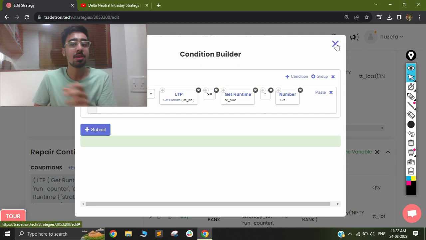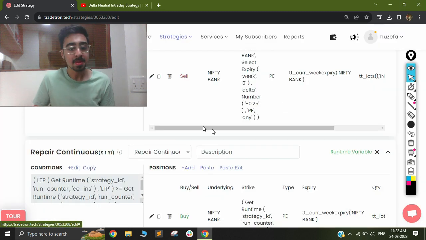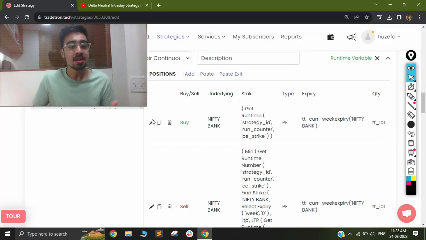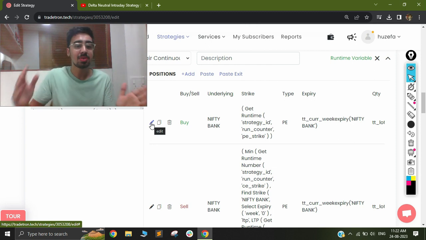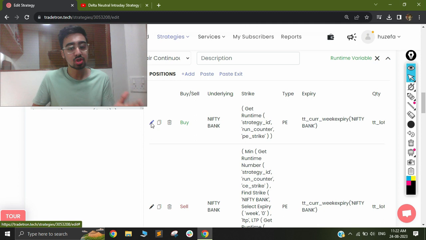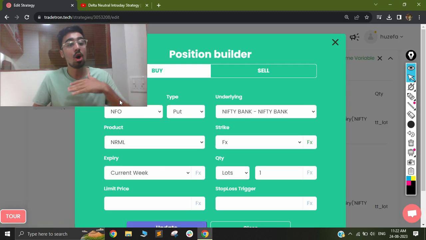Now using this understanding, let's check the positions. In case my 25% stop loss happens in my instrument, I will first square off my opposite leg. So in this case, I was checking my call instrument stop loss. After the call instrument stop loss is triggered, I will square off the put instrument.